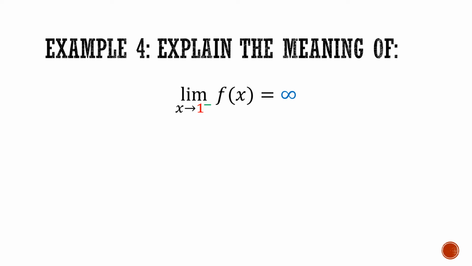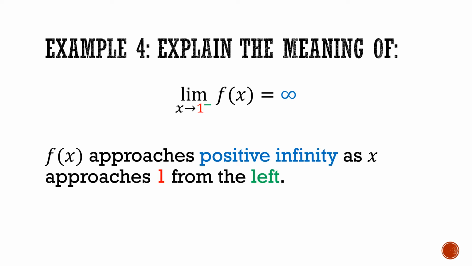All right, and the last one like this, we have the limit as x approaches 1 with a little minus sign, f of x equals infinity. Interpreted as f of x approaches positive infinity as x approaches 1 from the left, and we knew it was from the left because of the minus sign up here.